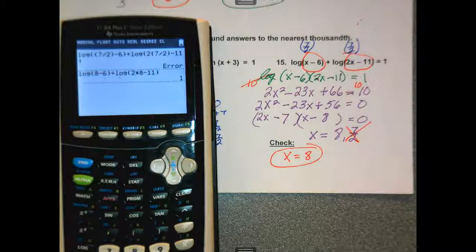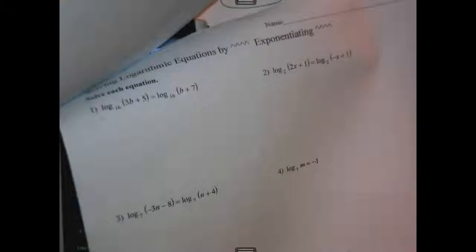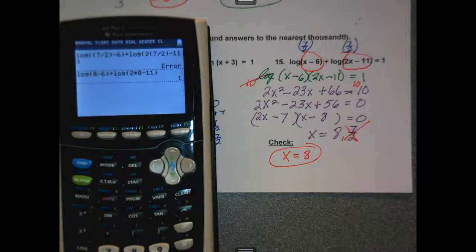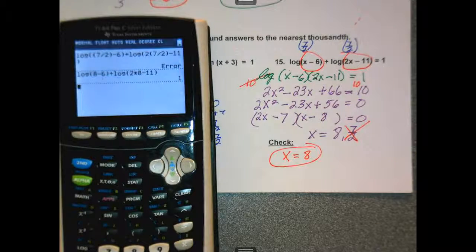Your homework then is you have a worksheet to do. Solving logarithmic equations by exponentiating. Any questions, comments, concerns?